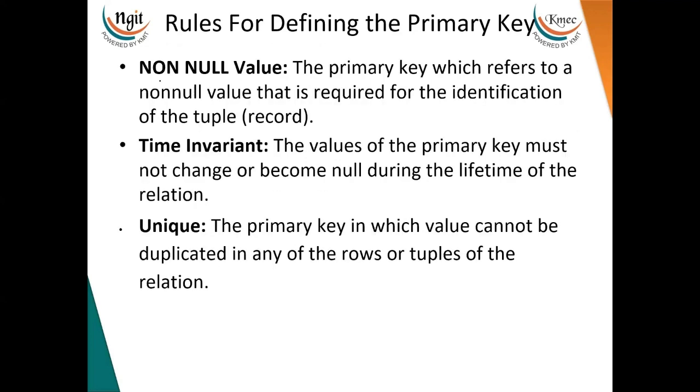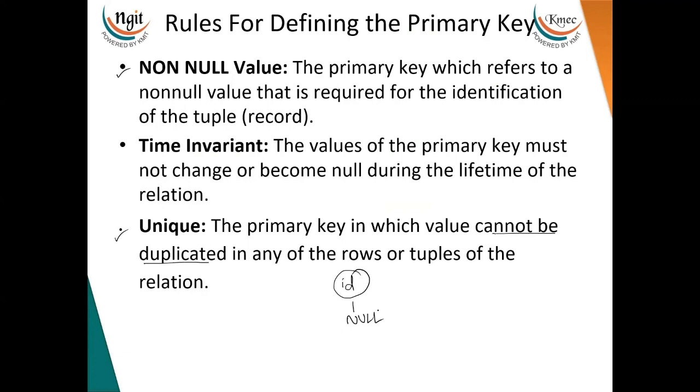And coming to the next rule, that is non-null value. The primary key refers to a non-null value that is required for the identification of the tuple. Remember that whenever the values you give for the primary key attribute, those values cannot be a null value and the values cannot be duplicated. So this is most important when an attribute is identified as a primary key attribute. If ID is an attribute, say it is a key attribute, then the values that the user try to enter for this attribute must not be a null value. And the values cannot be duplicated.